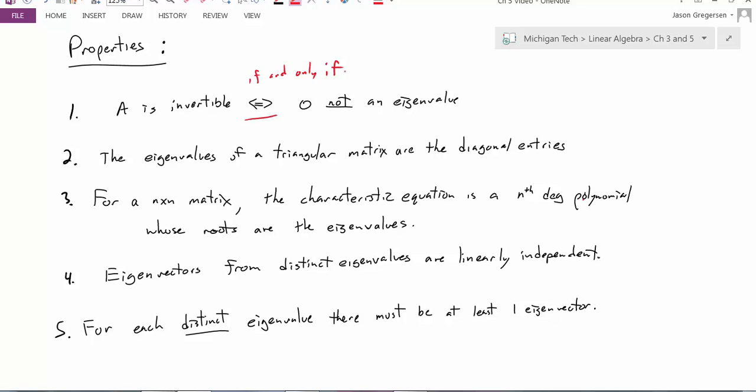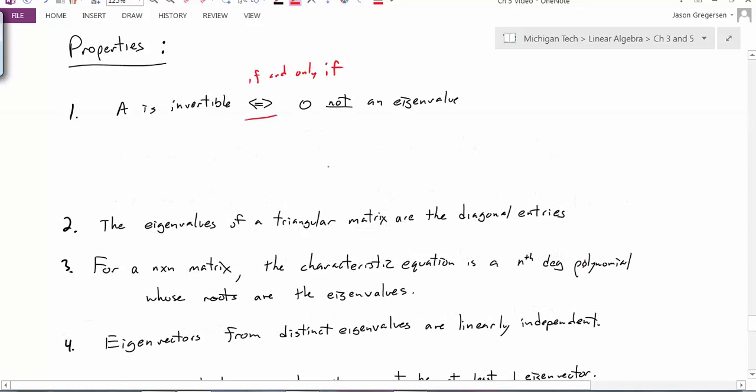So we're going to go through these one at a time. We're not necessarily going to prove each one, but we're going to talk about each one. So let's look at the first one. The first one says that A is invertible if and only if 0 is not an eigenvalue. So what does it mean for 0 to be an eigenvalue?